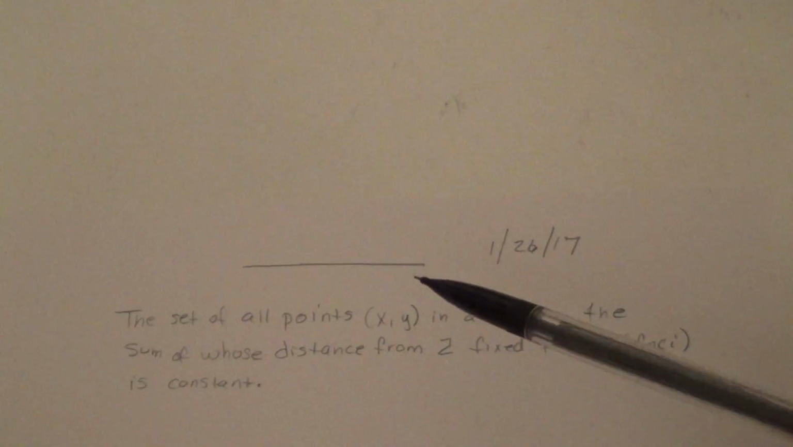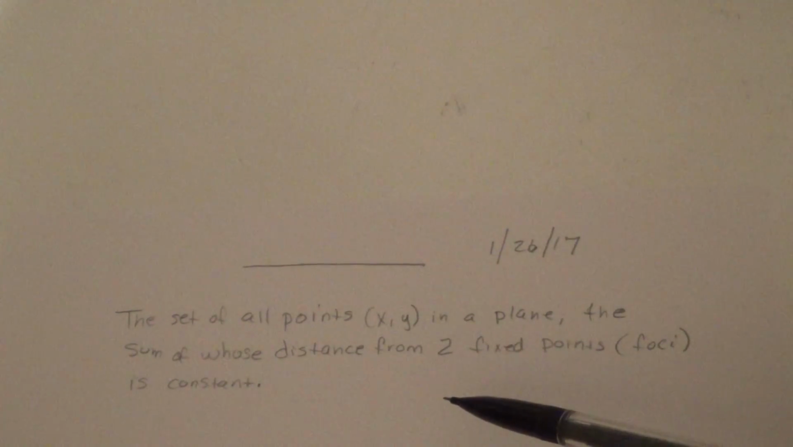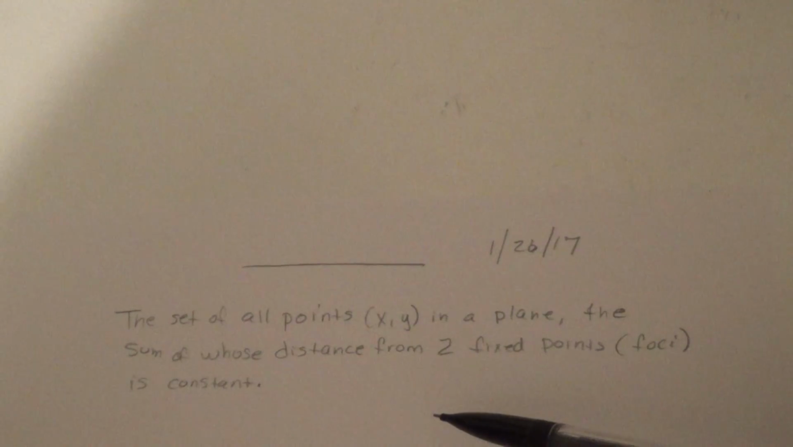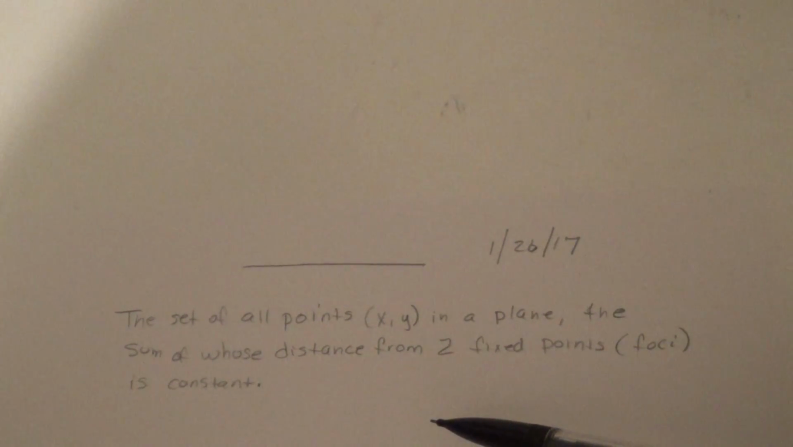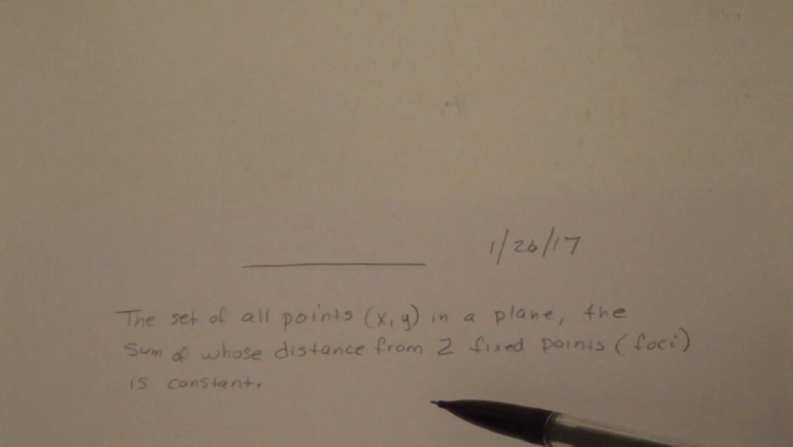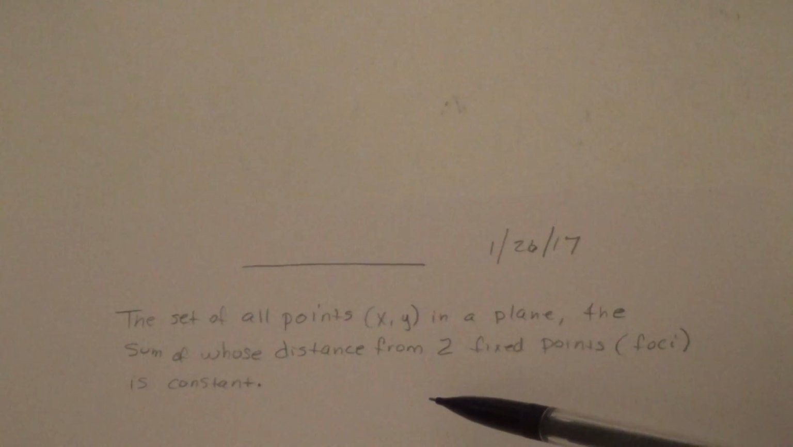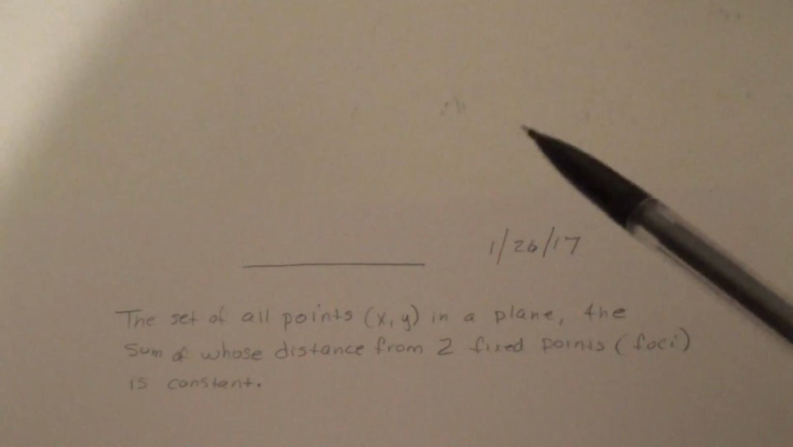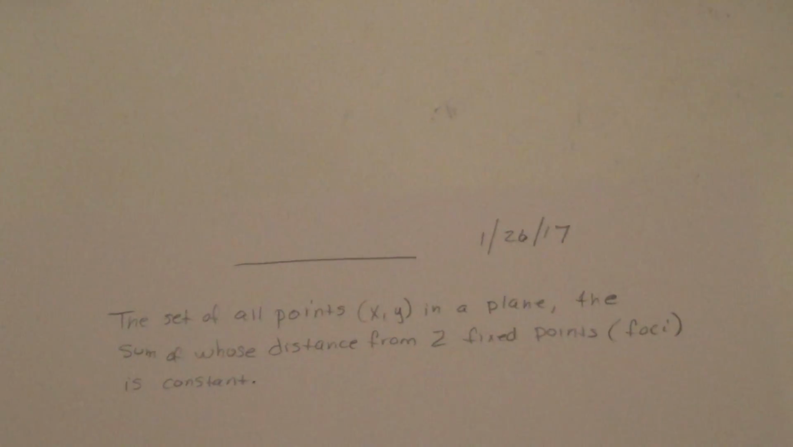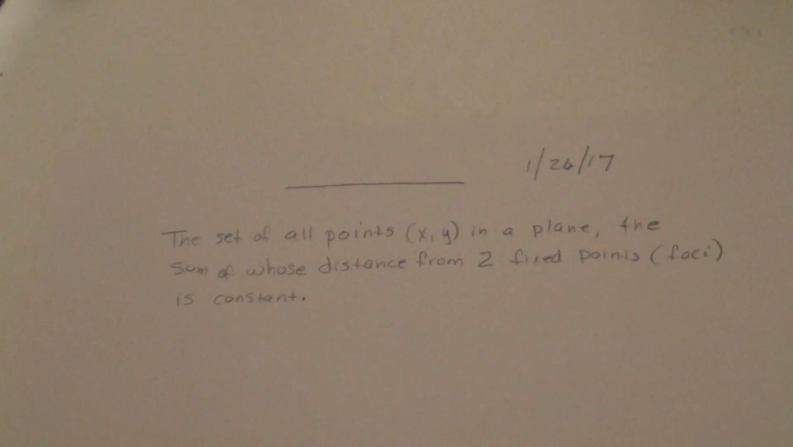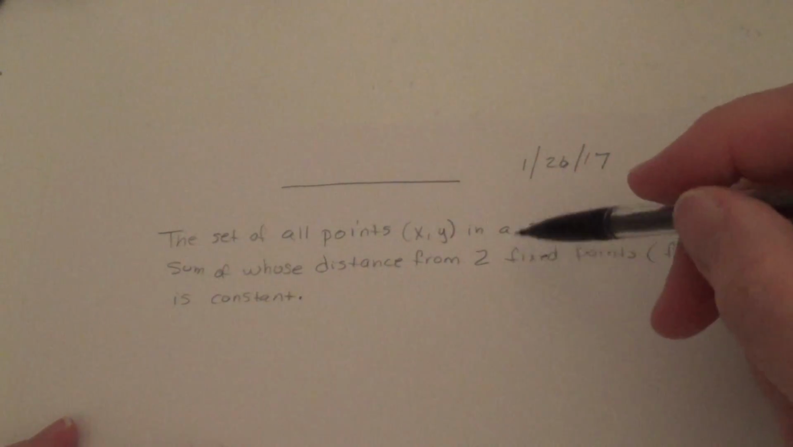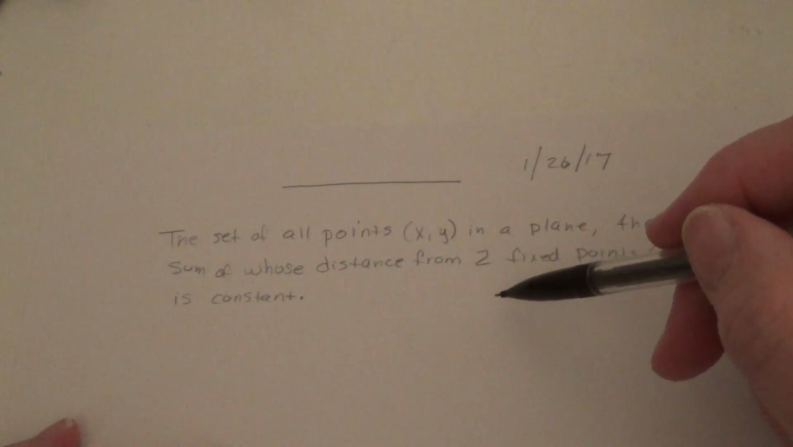this definition. The set of all points x, y in a plane, the sum of whose distance from two fixed points called foci is constant. All right, so let's make some sense out of nonsense here. And here's what this means.